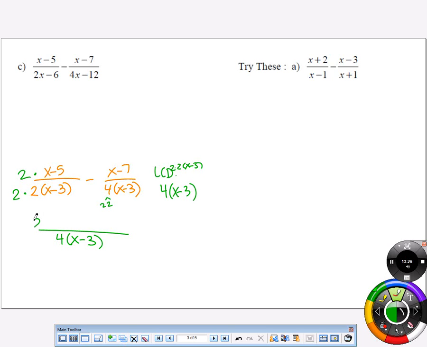And in the numerator, I have 2 times x minus 5, minus x minus 7. Notice how I wrote my minus x minus 7? You're subtracting the entire quantity of x minus 7. That all came after the subtraction sign, so make sure that you're careful with your signs. So in the numerator here, I end up with 2x minus 10 minus x plus 7. If I simplify that, 2x minus x is x. Negative 10 plus 7 is minus 3.